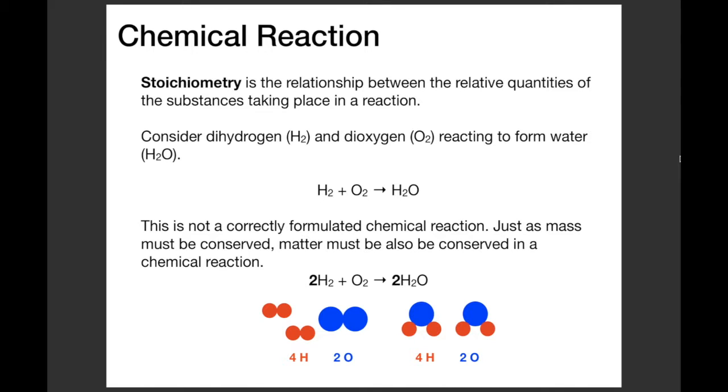The 2 dihydrogens yield 4 hydrogens. The dioxygen yields 2 oxygens. The 2 waters yield 4 hydrogens and 2 oxygens. We now have the same number and types of atoms on the reactant side as we have on the product side. We've balanced this reaction.